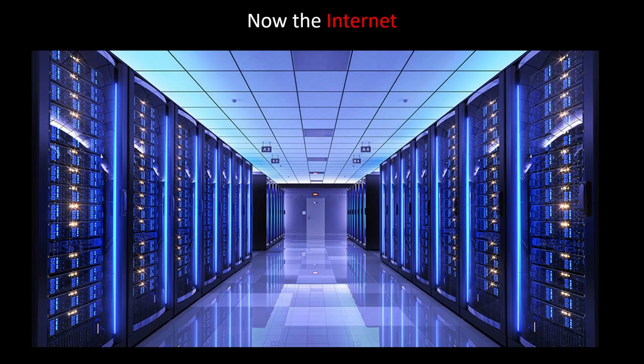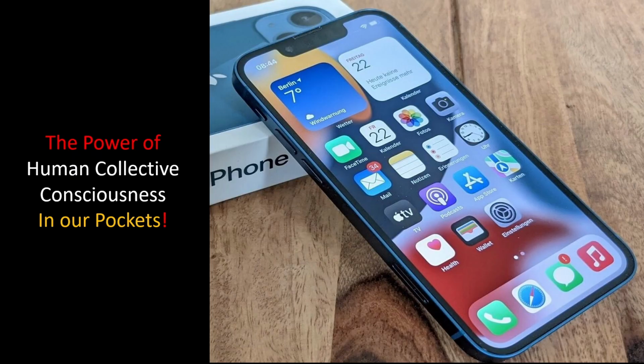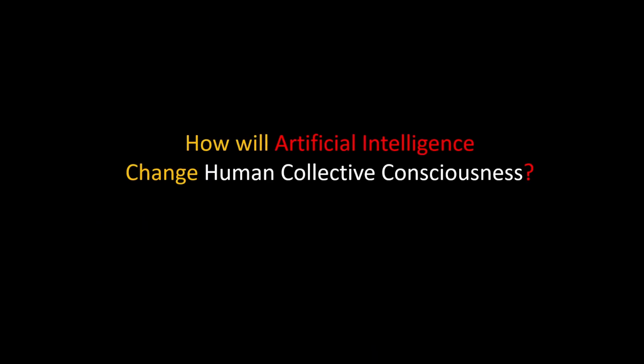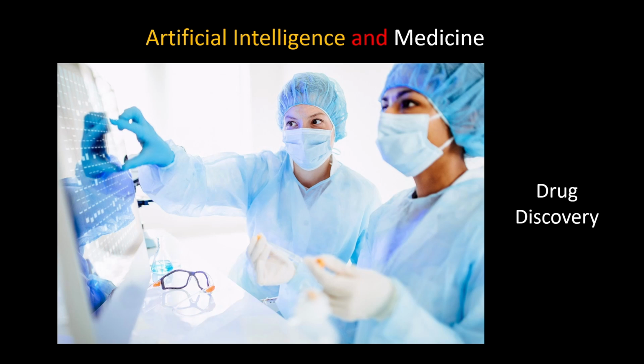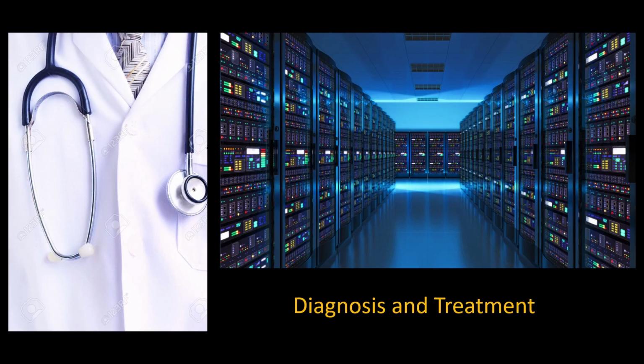But there you go. Now, this is the amazing thing to me. You see this thing here? It still amazes me. All of human collective consciousness is right here in this phone. How amazing is that? Collective consciousness is so powerful. What is AI going to do? In medicine, it's going to be very, very powerful. It already is. There's no question with drug discovery, treatment, and diagnosis, it already is better than doctors.